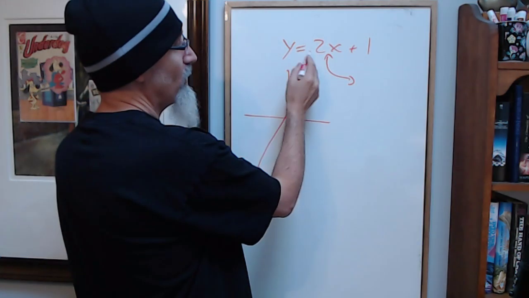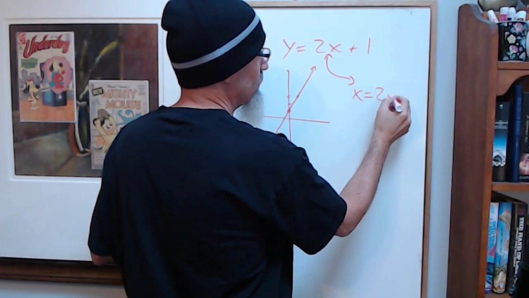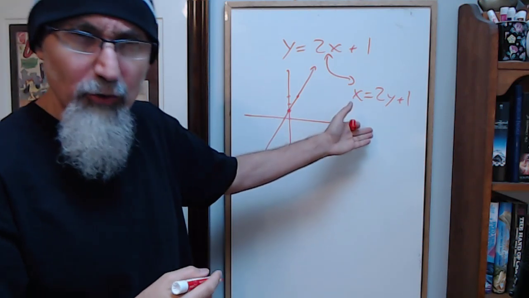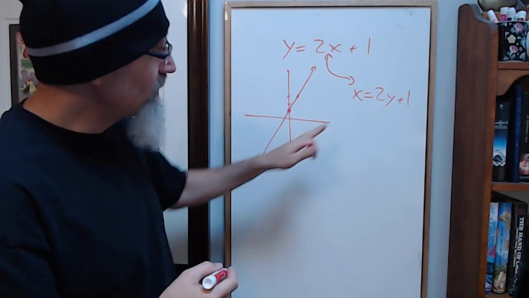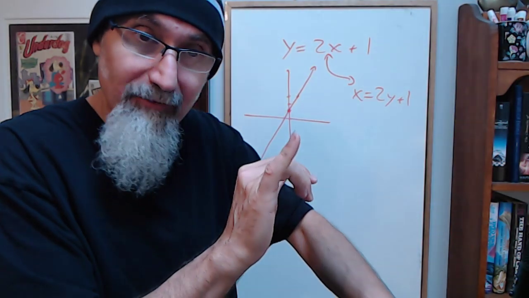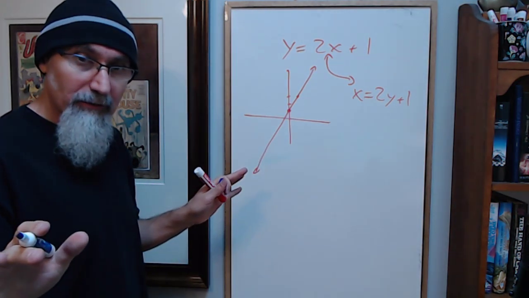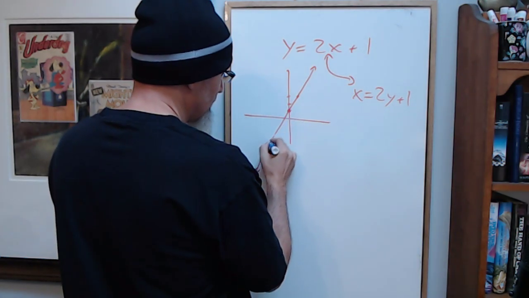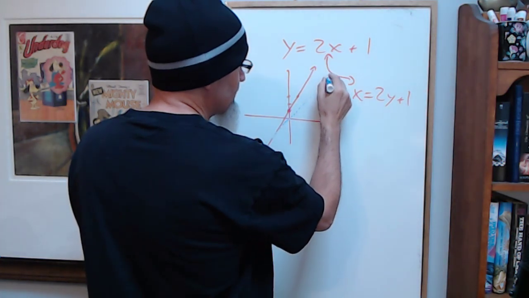What if our equation wasn't y is equal to 2x plus 1? What if our equation was x is equal to 2y plus 1, right? What does the graph of that look like? And what does that do, really? Well, first of all, let's answer that. If you switch the position of the x and the y, it takes any function, doesn't make a difference what it is, and it flips it about the line y is equal to x.